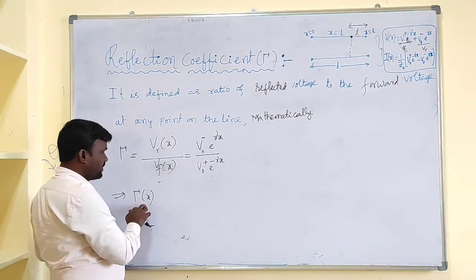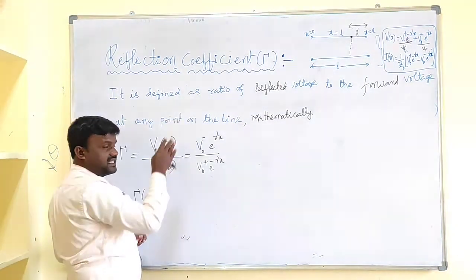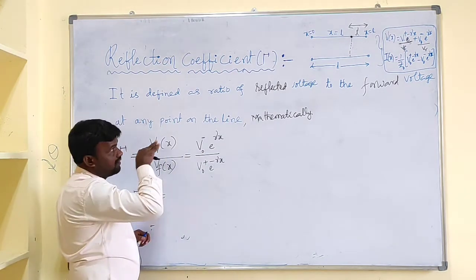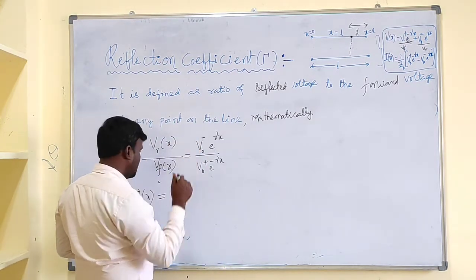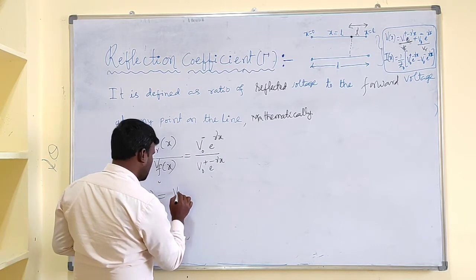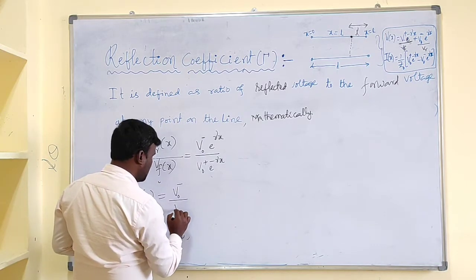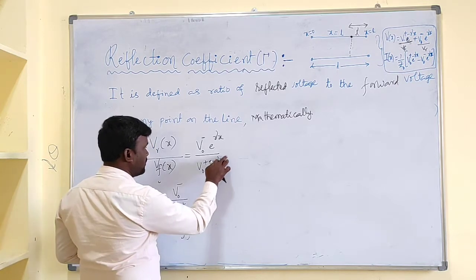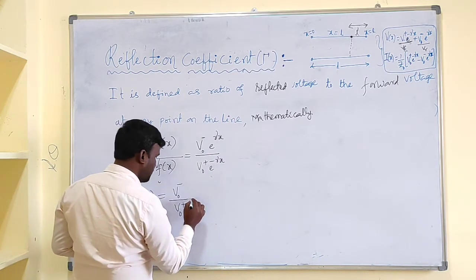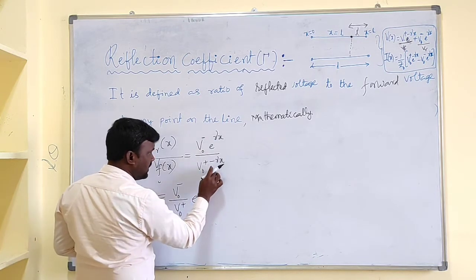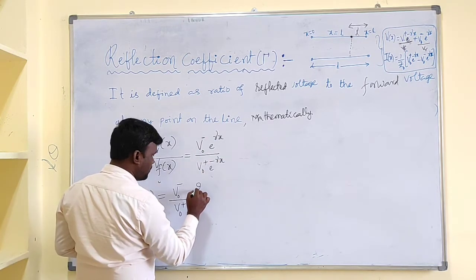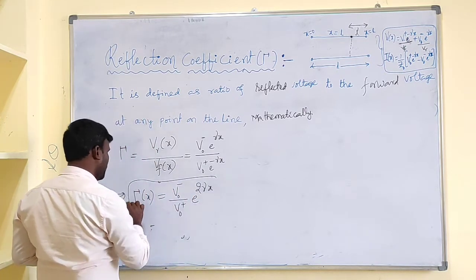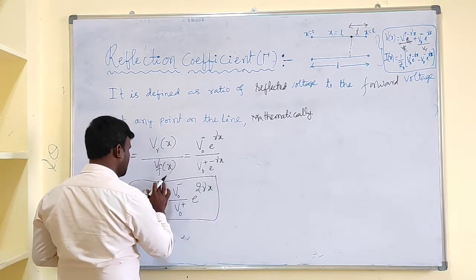By using this, we can find gamma at any point, at x equal to 0, x equal to L, or x may be anything, it is a variable. X is varied from 0 to L. Next, this can be written as V0 minus by V0 plus. Sending e to the power minus gamma x to the numerator, we get e to the power gamma x into e to the power gamma x, that gives e to the power 2 gamma x. This is the expression.